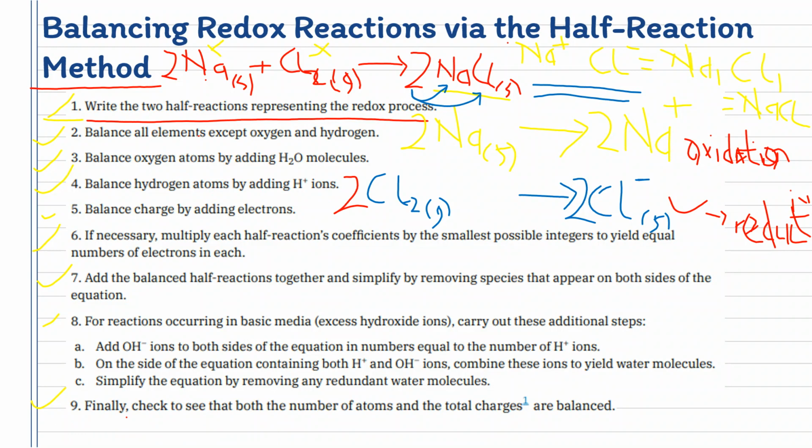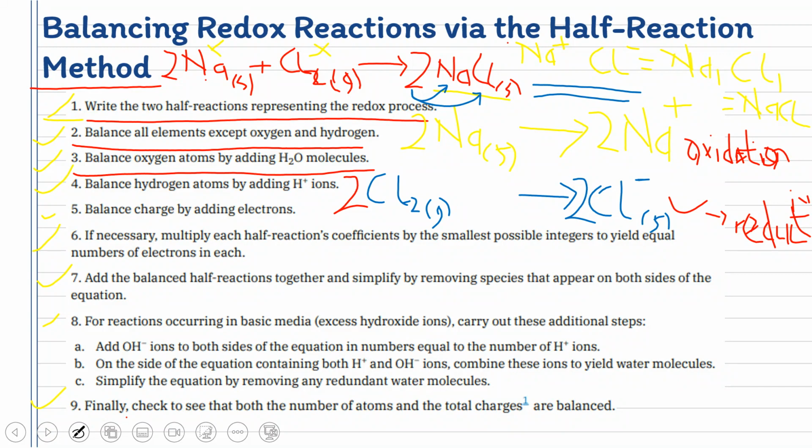So rule number two said balance all elements except oxygen and hydrogen. So I just did that. Now rule number three says it's time to balance oxygen. How do you balance oxygen? For the number of oxygen you have, add the same number of water molecules, H2O. So if I had 5 oxygen, I'll add 5 H2O to balance it out.